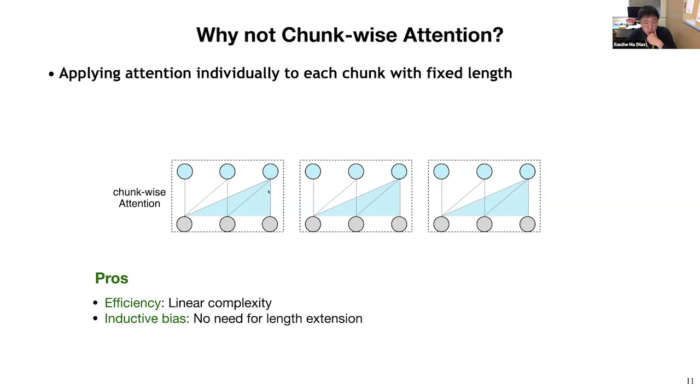And also because we only have positional embeddings within each chunk and the chunk size is fixed, we do not need to worry about length extension, because there will never be unseen positional embeddings. So these are the two big pros of chunk-wise attention. But the cons are also obvious. That is, if we just split the attention into chunks, then we lose the longer context or longer dependencies across different chunks.